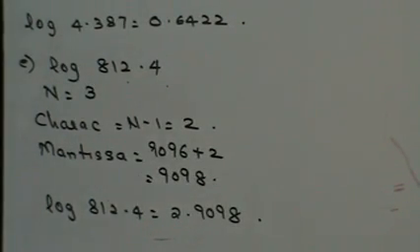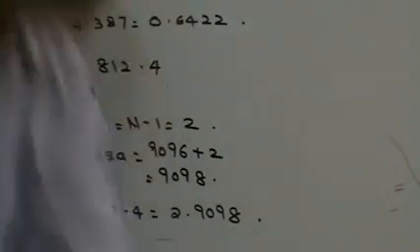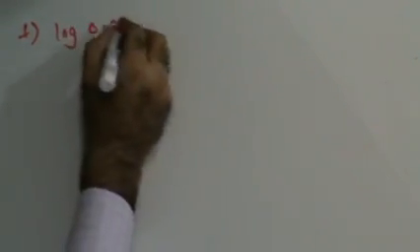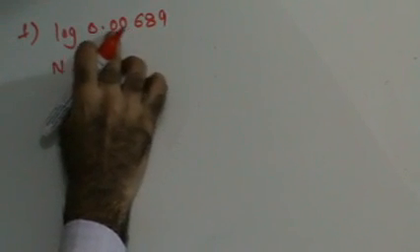Now these were all those numbers that were greater than 1. What if the number is less than 1? Let's see a number less than 1. Suppose I have to find out log of 0.00689, right? The number is less than 1. In that case, count the number of zeros that come immediately after the decimal. There are 2 zeros after the decimal. So n is 2.